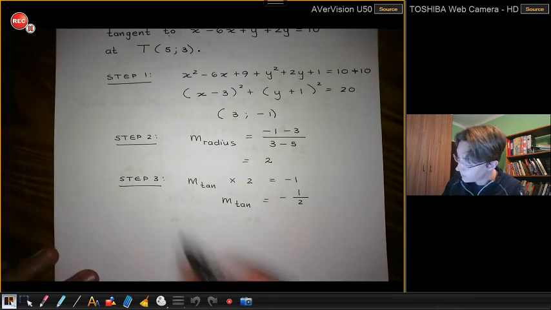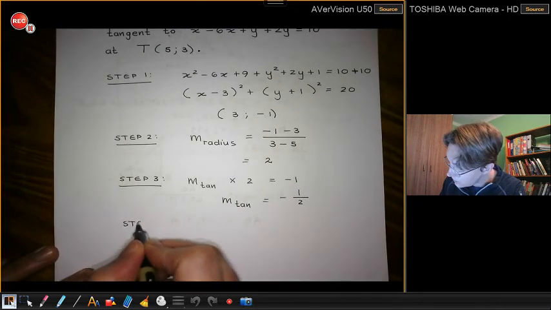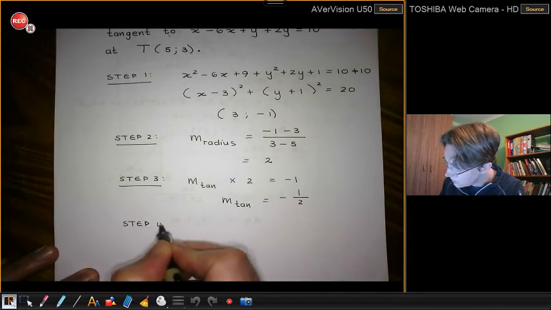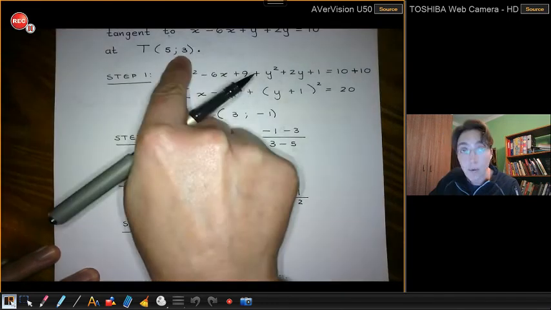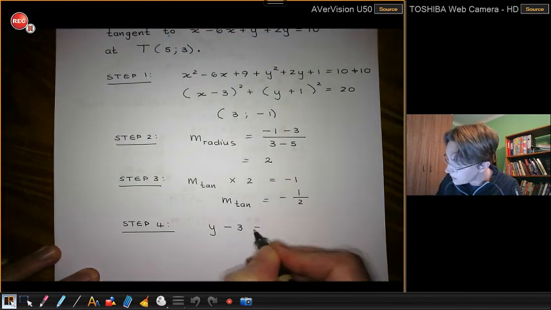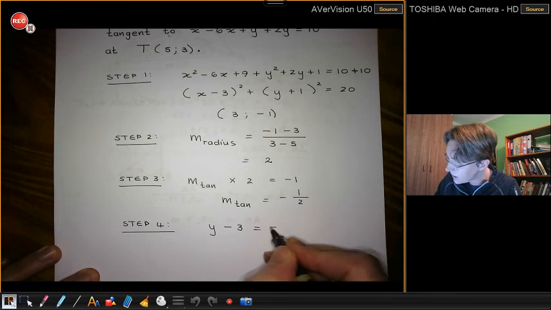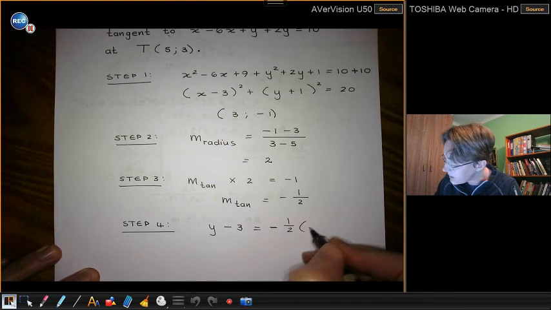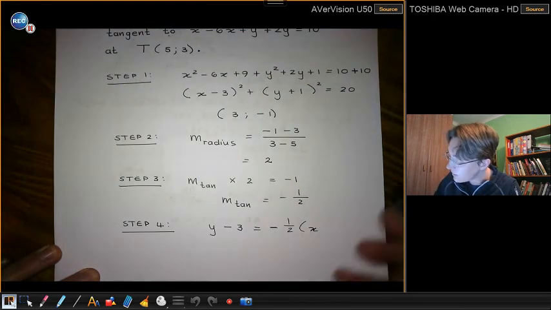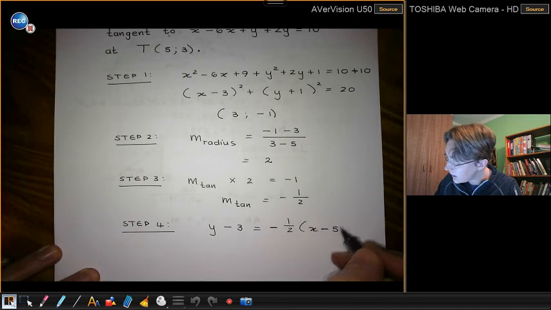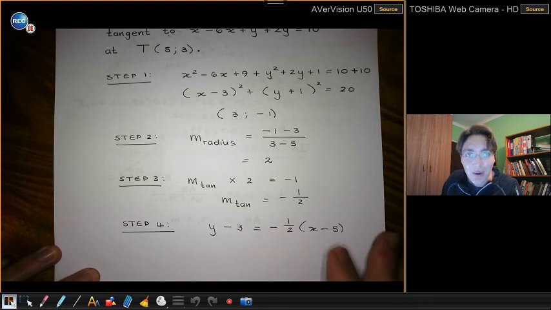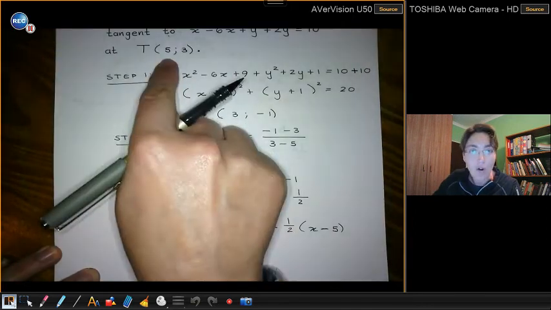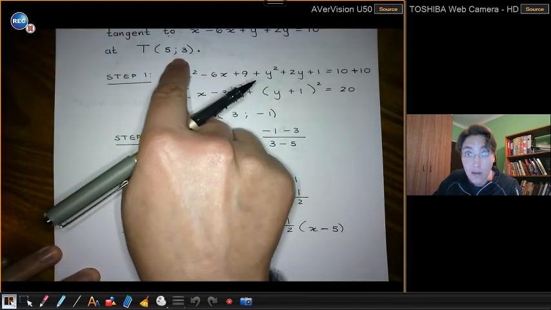Right, so step 4 is then going to be y minus 3 is equal to the gradient of the tangent that I've worked out there, which is negative 1/2, times then x minus 5. And again, remember, don't use the center of the circle. The tangent does not go through the center. It's got to be the point of contact. It's got to be the point on the circumference.